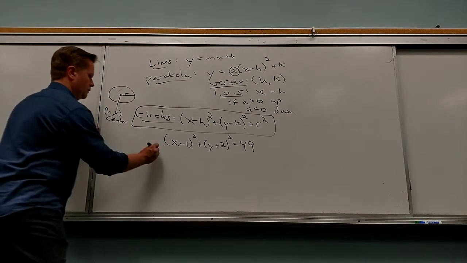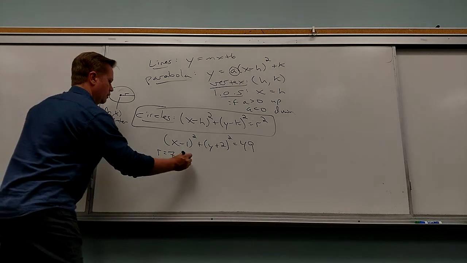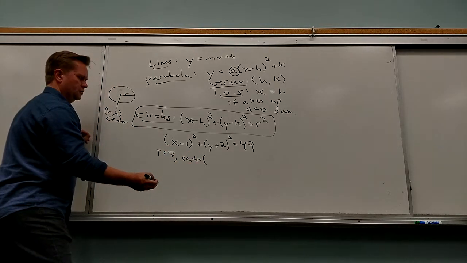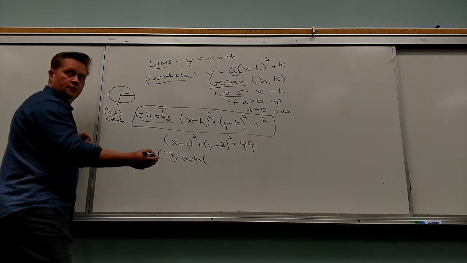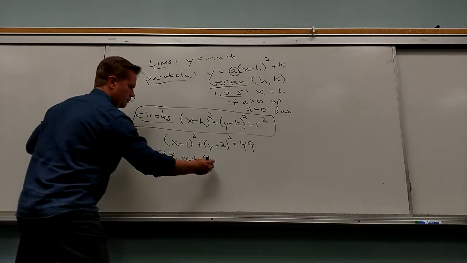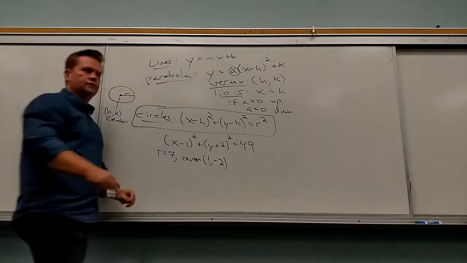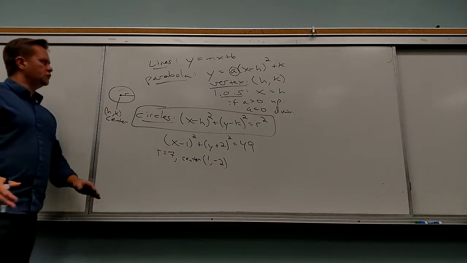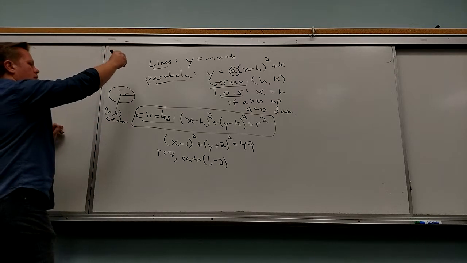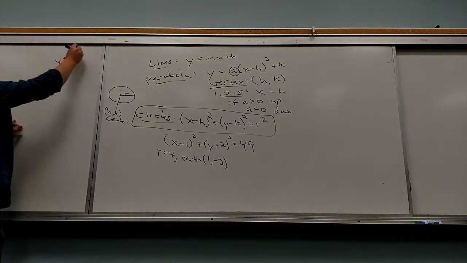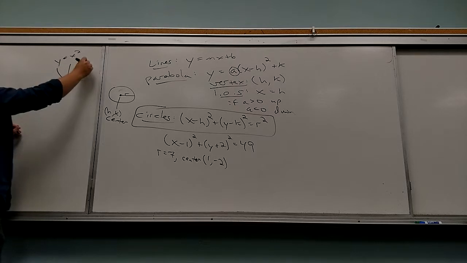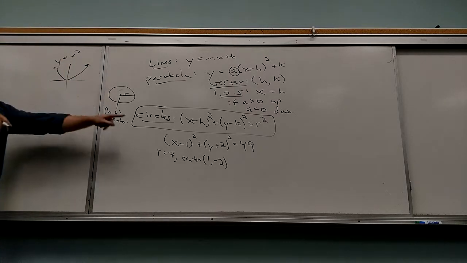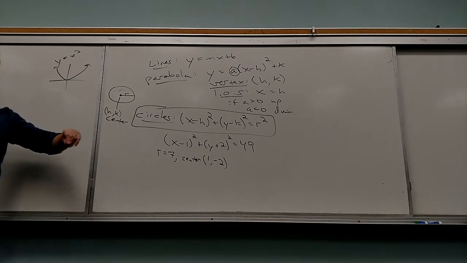What would the center be? Be just a little more specific. Positive 1, negative 2. I want you to realize something. When we did y equals x squared, it made it curve like this, but these were unbounded, right? Do you see how this is squaring both the x's and the y's?